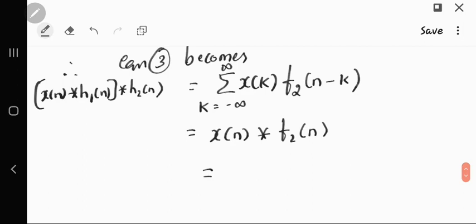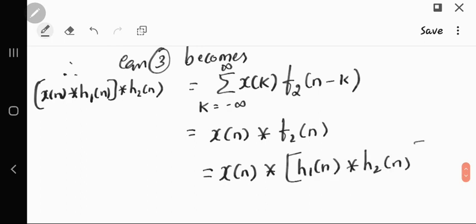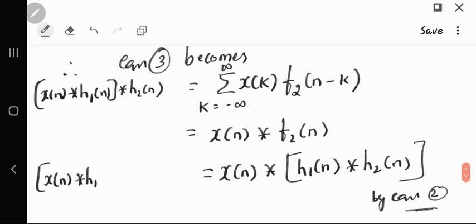Now, what is f2 of n? In equation 2, we defined f2 of n as h1 of n convolved with h2 of n. So if you substitute that, f2 of n becomes h1 of n convolved with h2 of n. So this is how we got this, by equation 2. So the LHS is x of n convolved with h1 of n convolved with h2 of n. Hence this is the proof of the associative property.